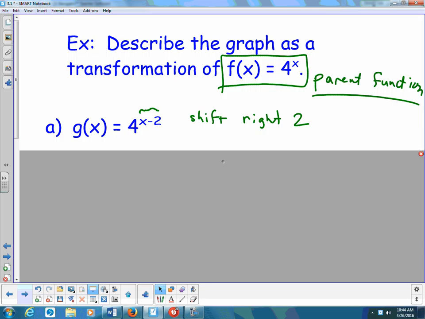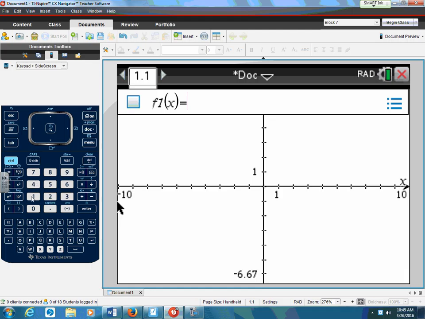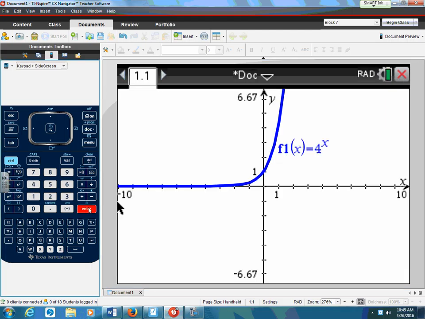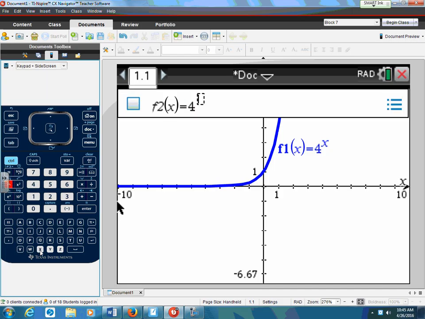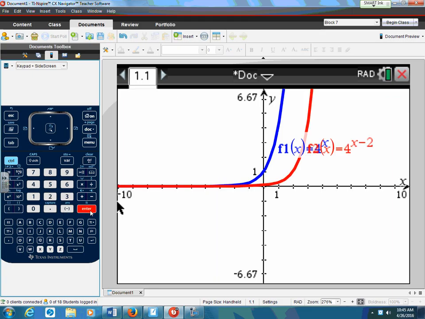Let's test this and graph this on our calculator to confirm this. So I'm graphing the parent function, which is 4 raised to the x. There's my parent function. And now if I graph 4 raised to the x minus 2, there's my same graph. It's been just shifted to the right 2 units.